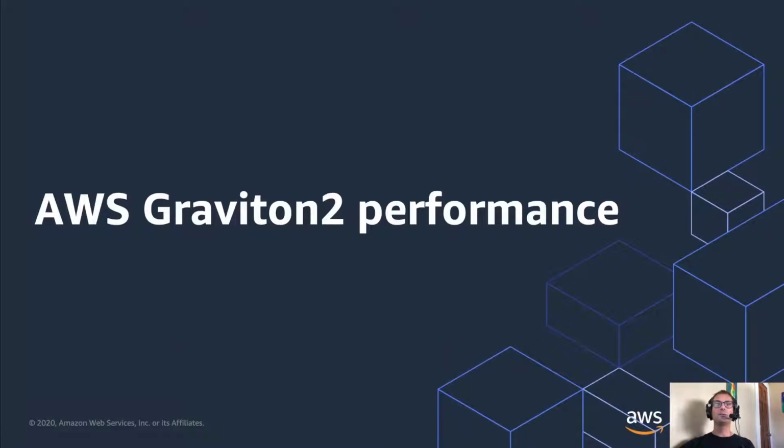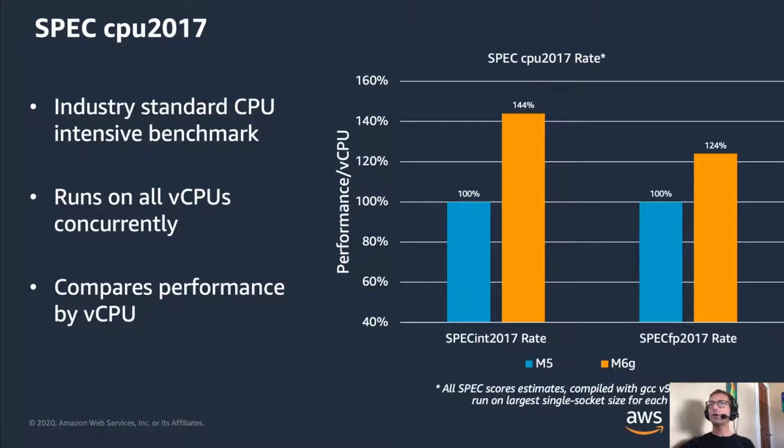Now let's have a look at the level of performance that you can expect from the Graviton2 processors. A classical benchmark that is run each time a new processor is released is the SPEC CPU benchmark. It's an industry standard, CPU-intensive benchmark. In this case, we've been running it on all the vCPUs concurrently, so loading the system entirely, and comparing the performance on a per vCPU basis. The comparison here is between an M6G and an M5. When we look at the results, we can see that the M6G, for the integer part of the benchmark, is 44% faster than an M5. And for the floating point version of the benchmark, we are up to 24% faster on the M6G.